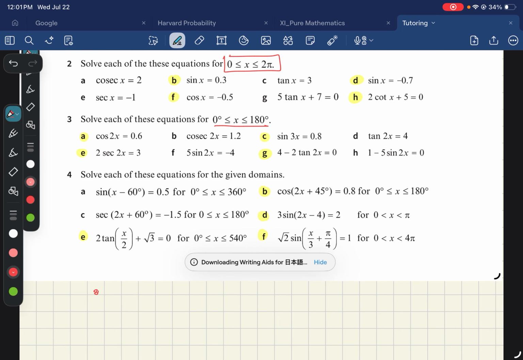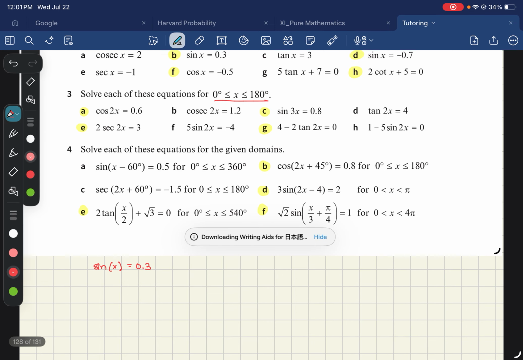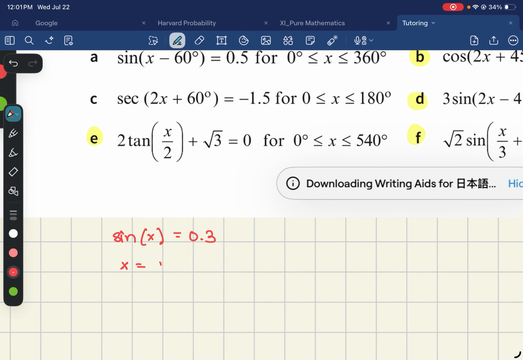All right, so we have sine of x equal to 0.3. And now I need to change my calculator to radian mode. And that is it. Now I have sine of x is 0.3, right? So x, if I do sine inverse of 0.3, I am going to get an acute angle in the first quadrant, right?